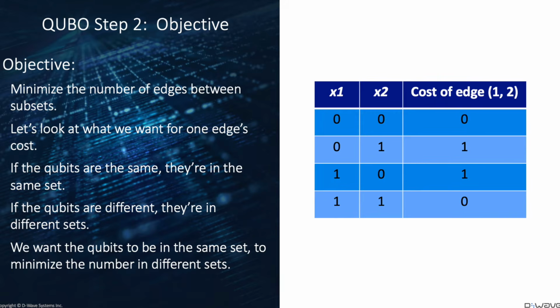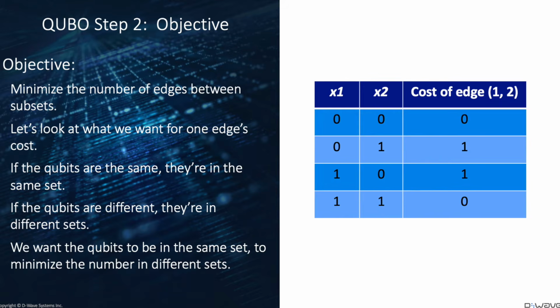And now we want to formulate the objective, and that is to minimize the number of edges between subsets. So what happens for a particular edge? Let's consider one edge between nodes 1 and 2. We know that the value of x1, that is for node 1, will be 1 if it's in subset A, and it'll be 0 if it's in subset B. And if you think about it for a second, if the qubits have the same value, they're in the same set. Whereas if they have different values, they're in different sets. And that's how we define the binary variables.